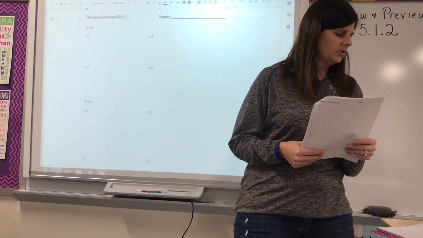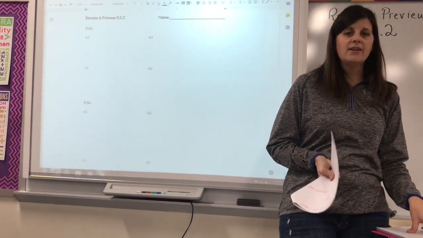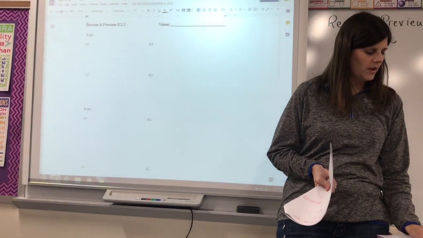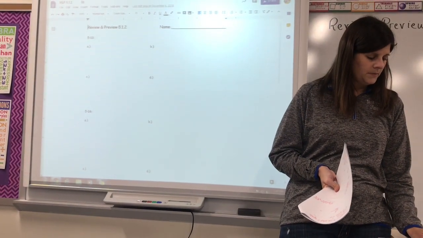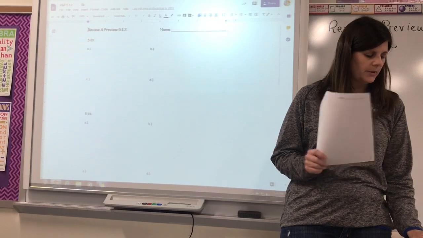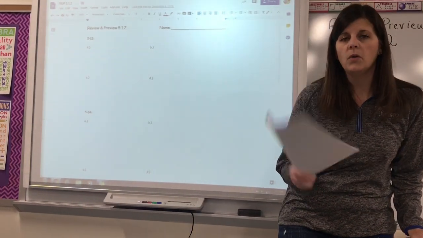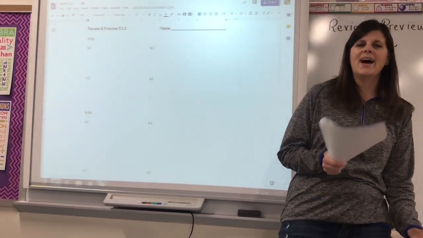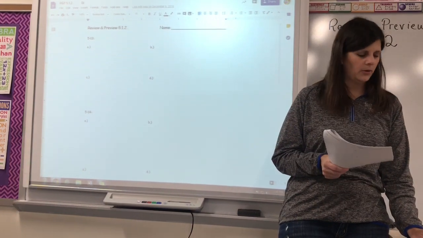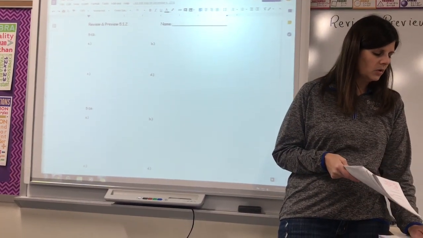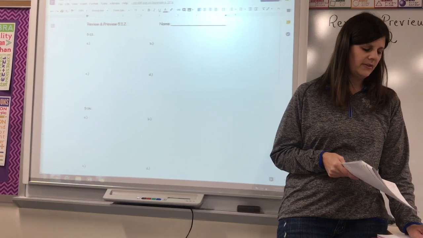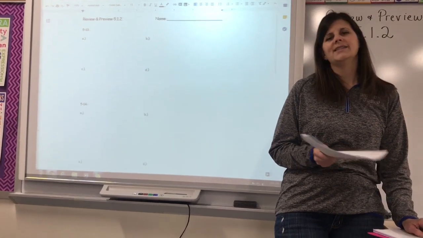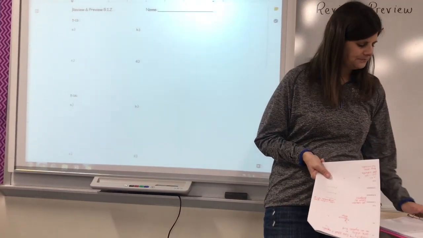Then it's asking you to take those expressions and evaluate them. It will tell you what the whole thing equals, and you use that to find the value of the variable. So for part A, if the whole length of the rope is 25 feet, you've got to figure out what does n equal.